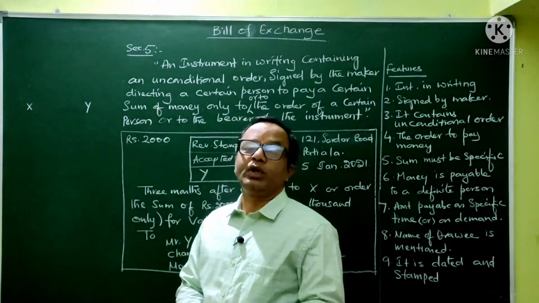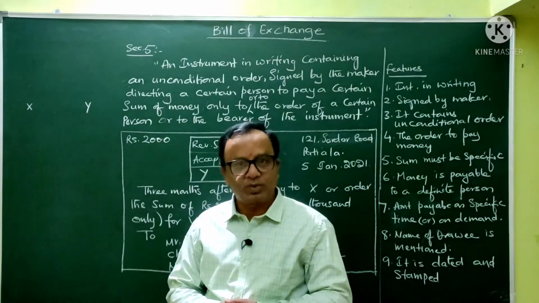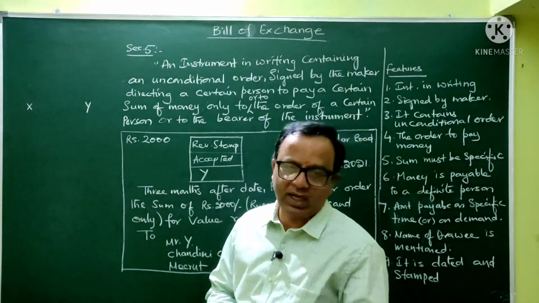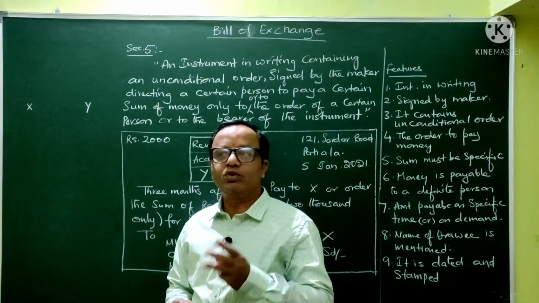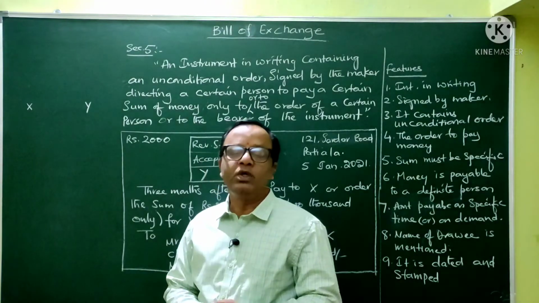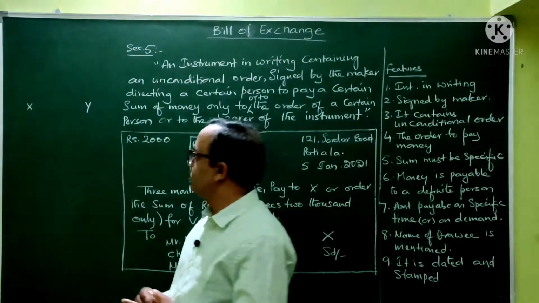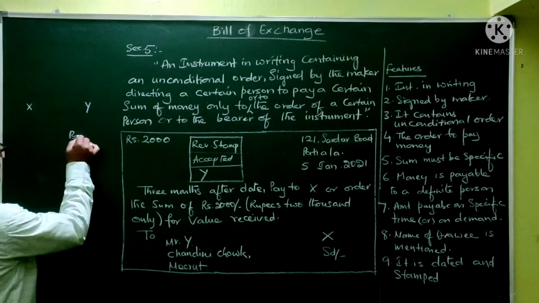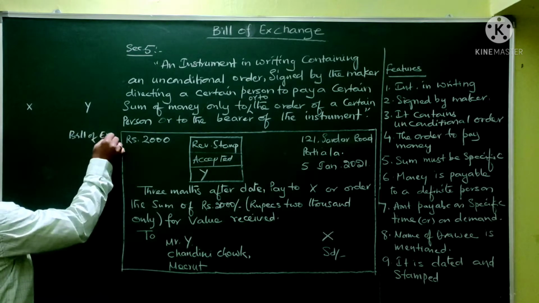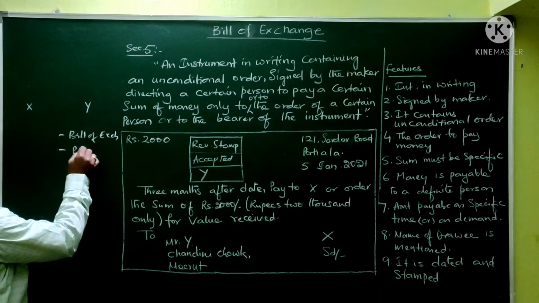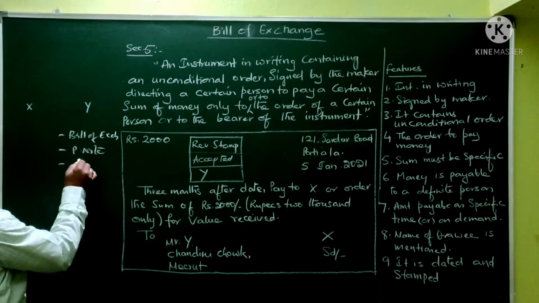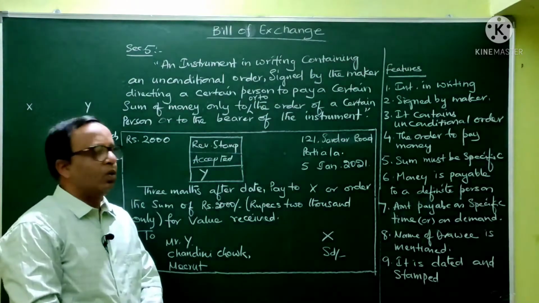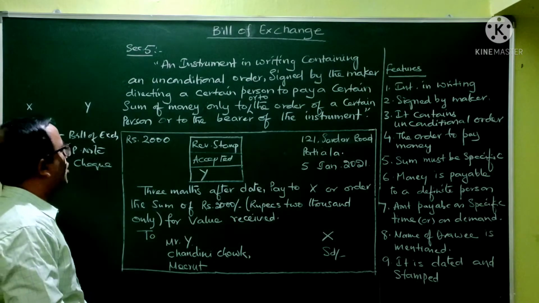We have the Negotiable Instruments Act of 1881. According to the Negotiable Instruments Act of 1881, three instruments are called negotiable. One is the bill of exchange, the second is the promissory note, and the third is the check. These three are called negotiable instruments. So, what is a bill of exchange?